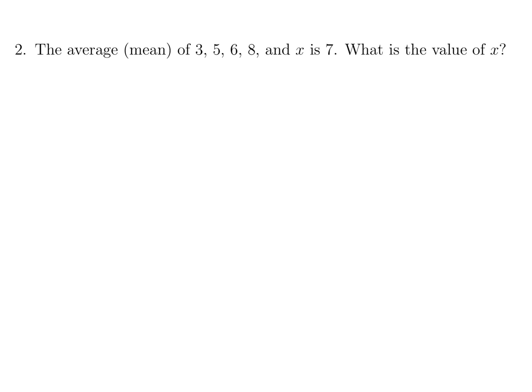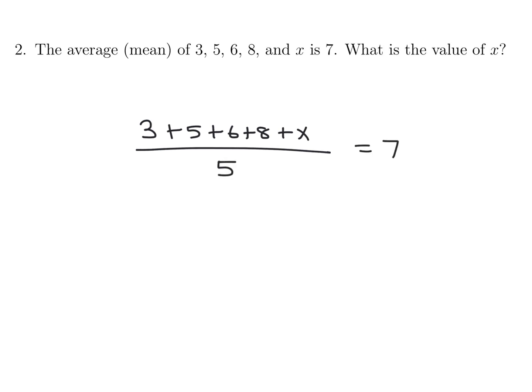The average mean of 3, 5, 6, 8, and x is 7. What is the value of x? You would add these numbers, of course, and then divide by how many there are, which is 5, and that's going to be 7. So this looks to me like 22 plus x is 35, and therefore x is 13.